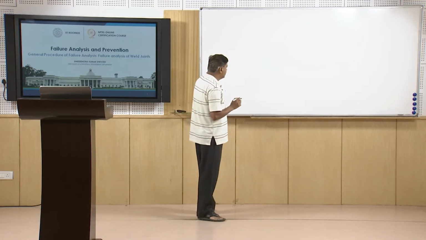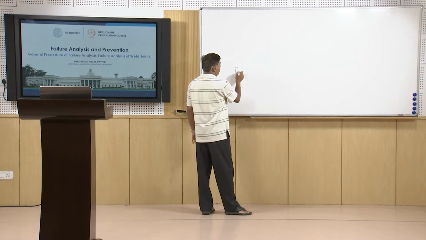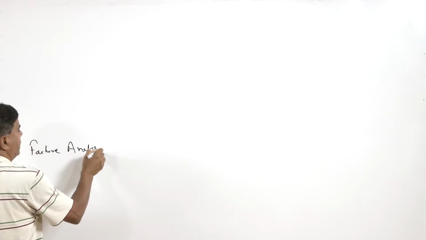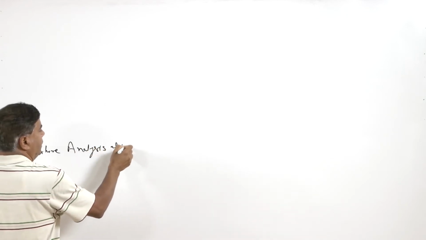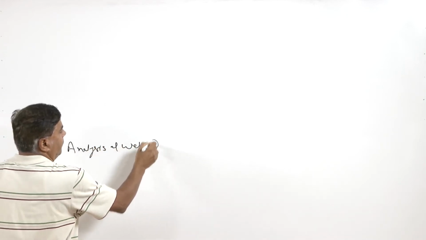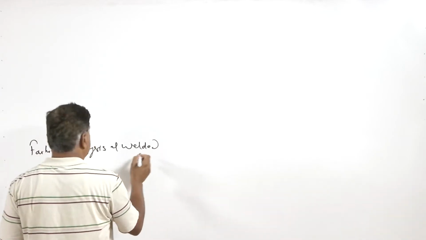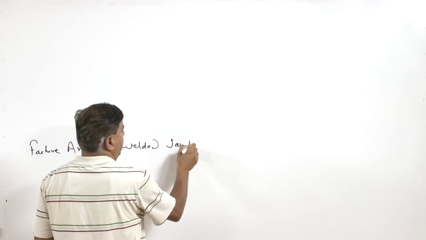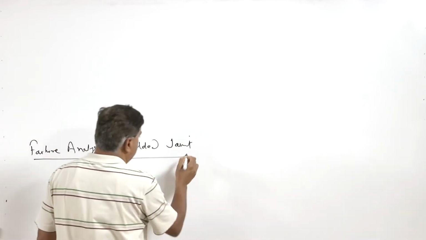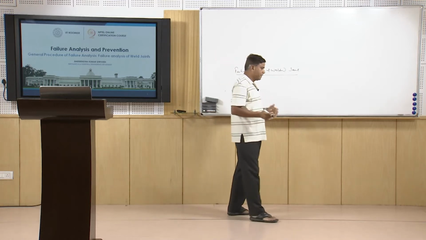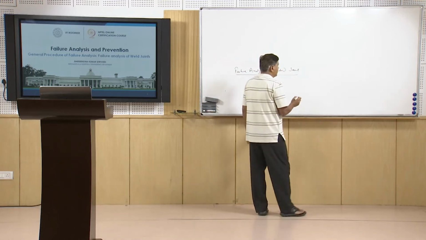Last time we started the failure analysis of weld joints, and we talked about a few general procedural steps related to the failure analysis of weld joints. Now we will see how systematically we can proceed as far as the actual failure analysis is concerned.